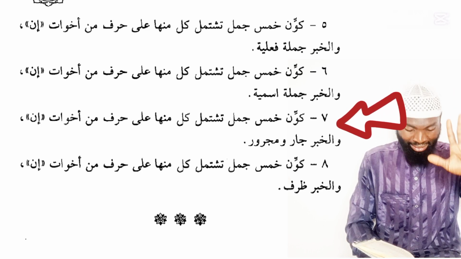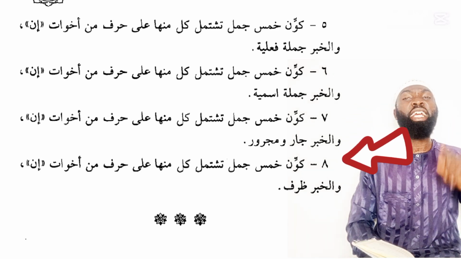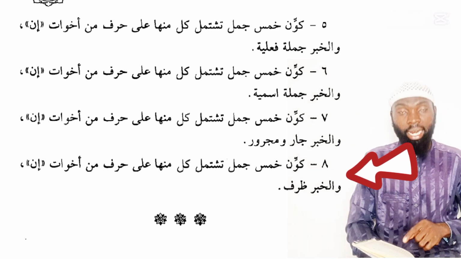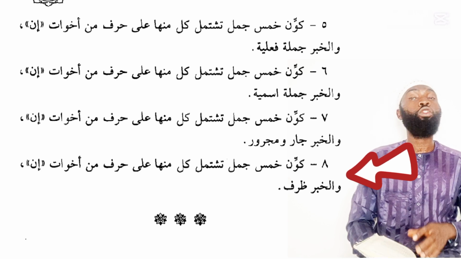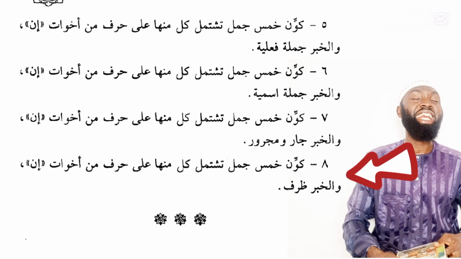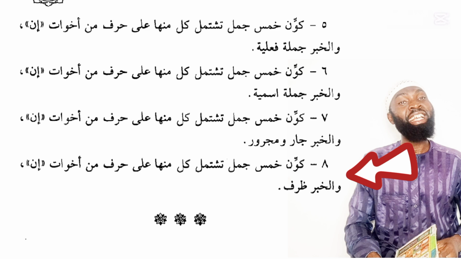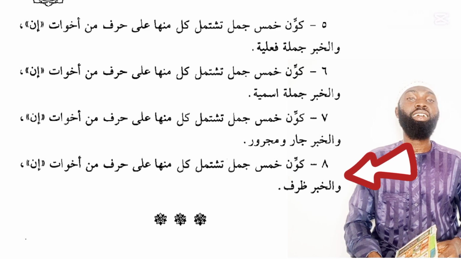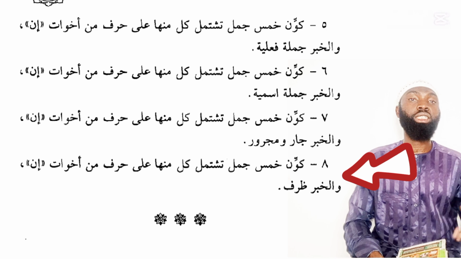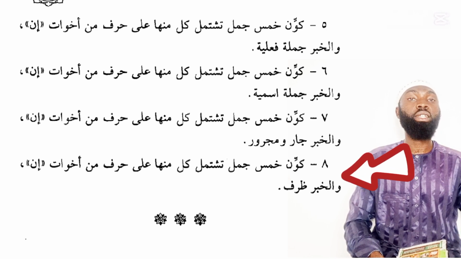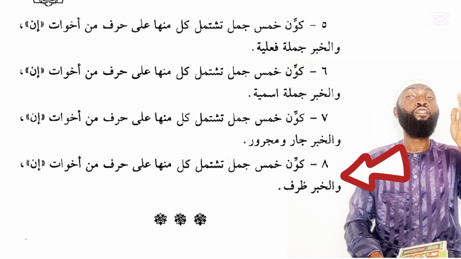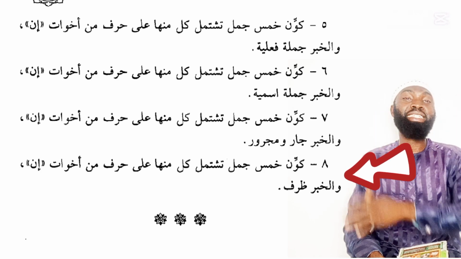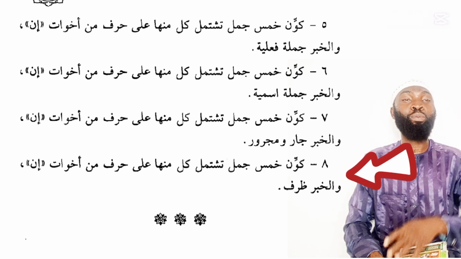Lastly, Kawin khamsa jumalin. You have to form 5 sentences. Tashtamilu kullu minha. Each of them should contain a particle among the particles of inna. Wal khabaru dharfun, but the khabar should be an adverb. I can say Inna Allaha fawqa al-arsh. Indeed Allah is above the arsh. Or let me use this. I can say Inna al-kitaba fawqa al-maktab. Indeed the book is on top of the table.